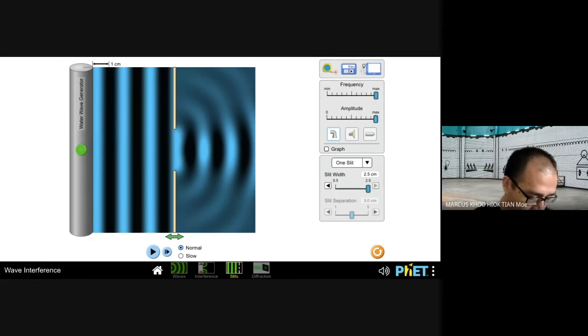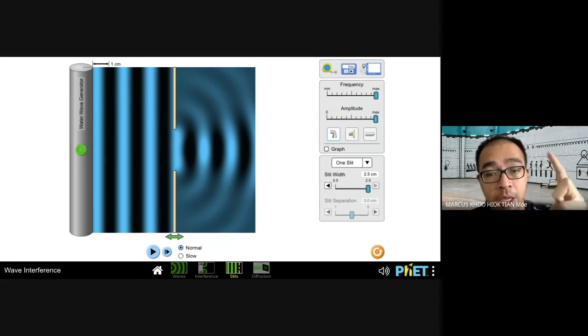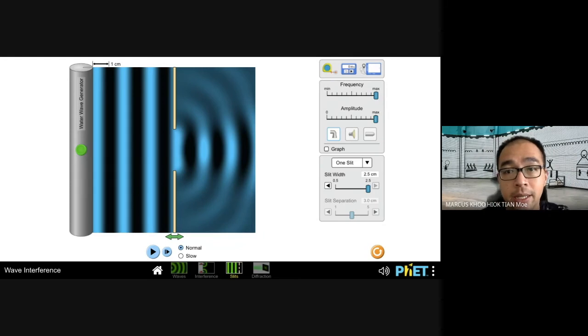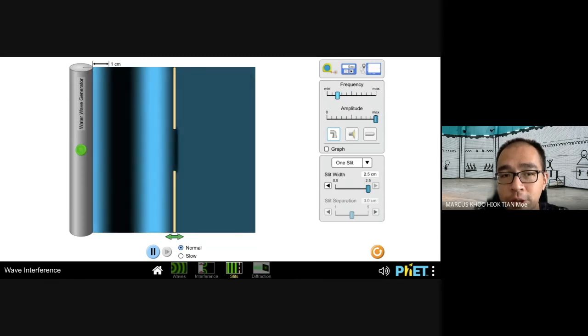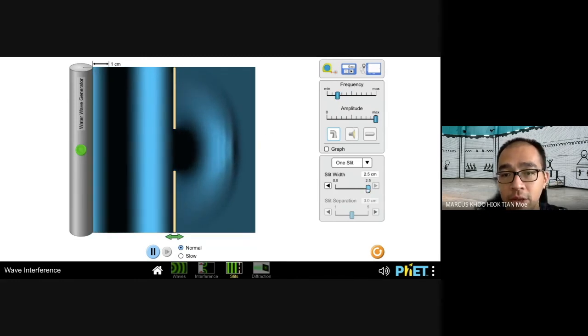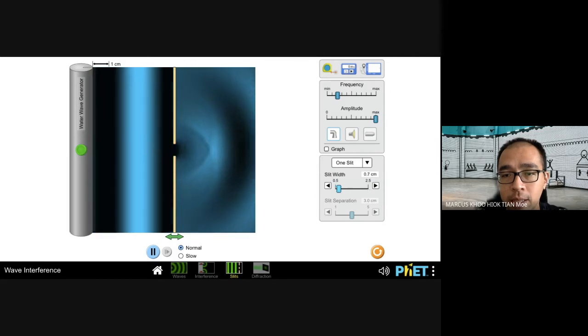All right, let's talk about the diffraction pattern. Just now was the factor of the size of the gap. You change the gap, and then you get a different pattern. The second one is you change the wavelength. In our simulation, I said that you change the wavelength by changing the frequency. So big frequency means small wavelength. Small frequency means big wavelength. I'm going to put a smaller gap like this.